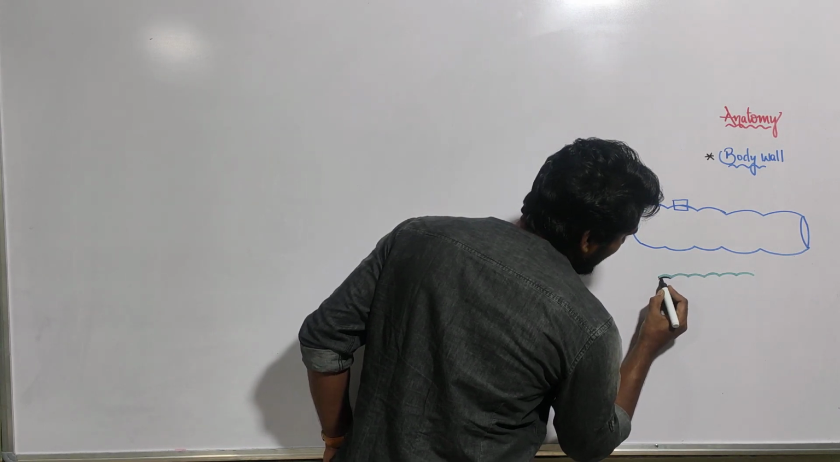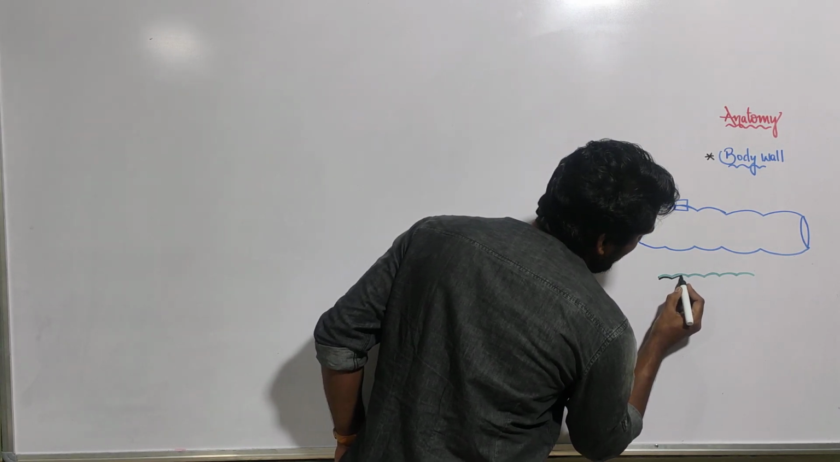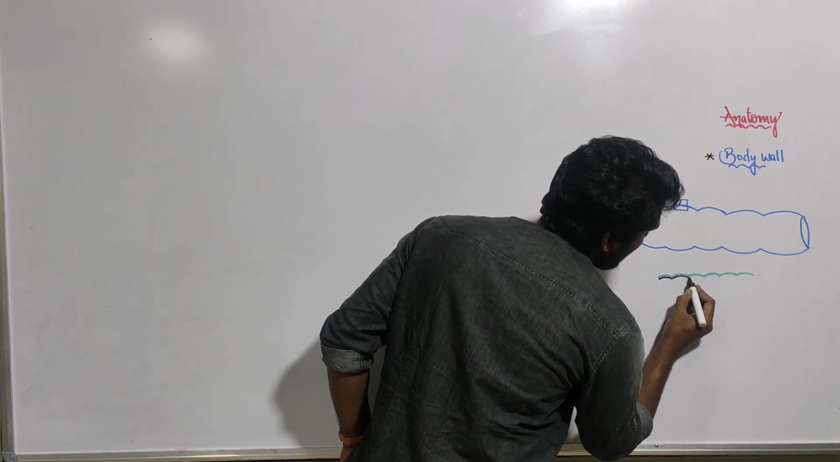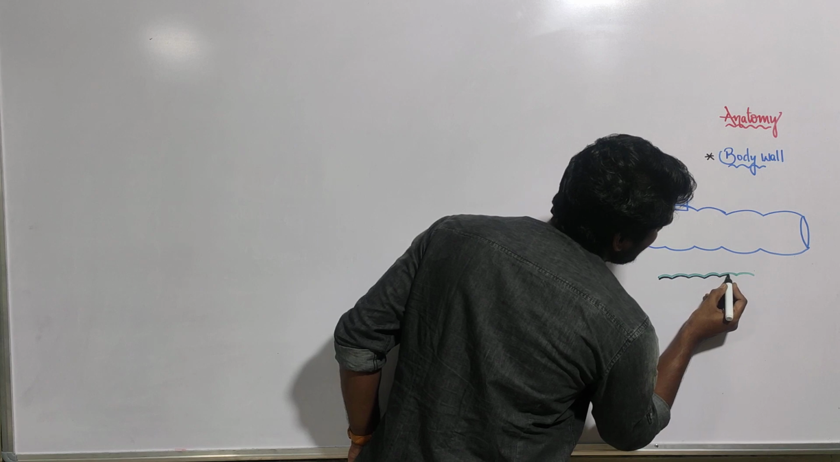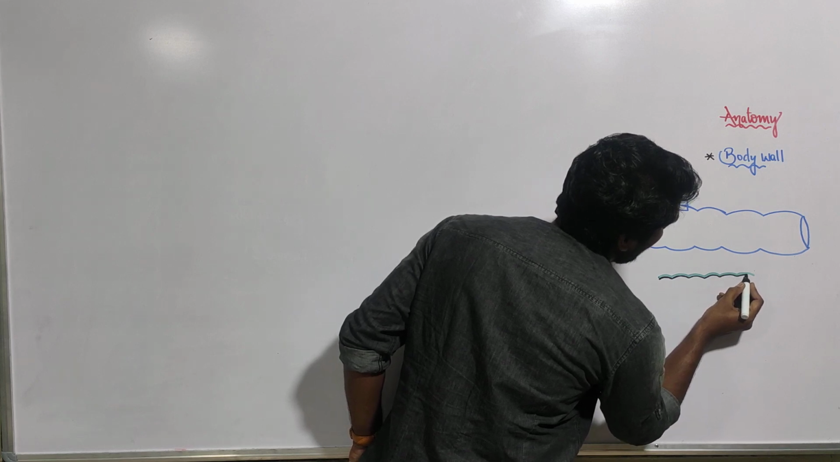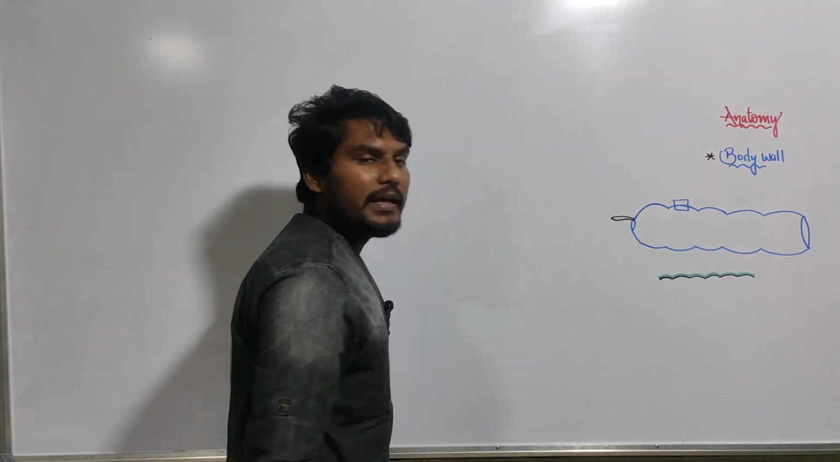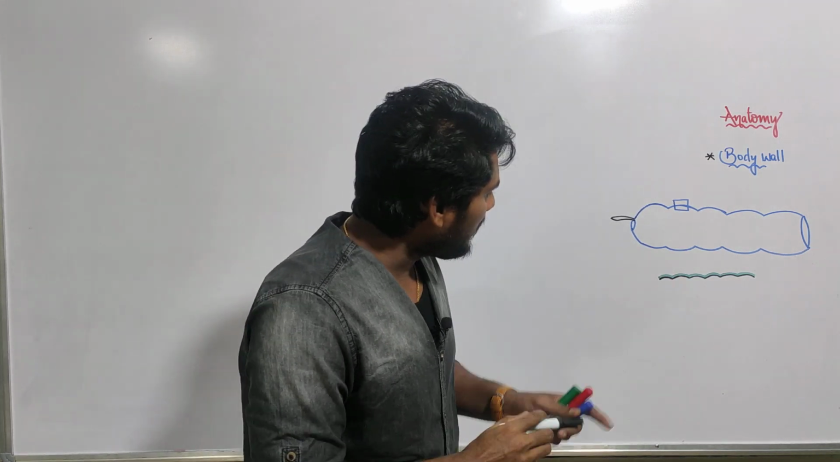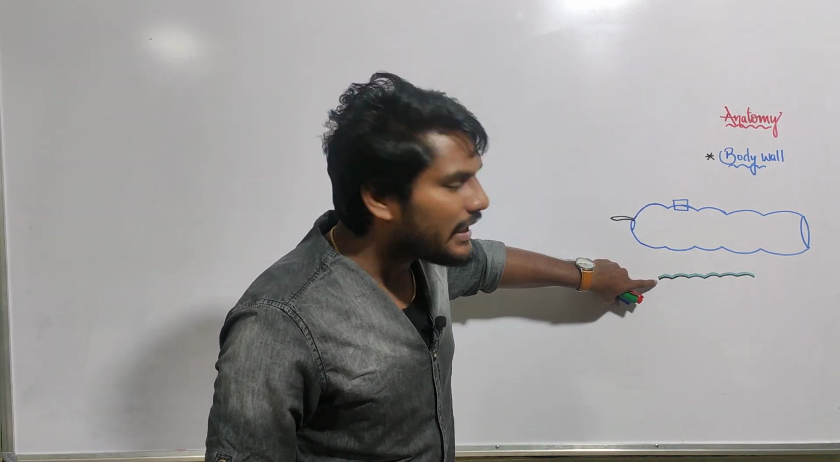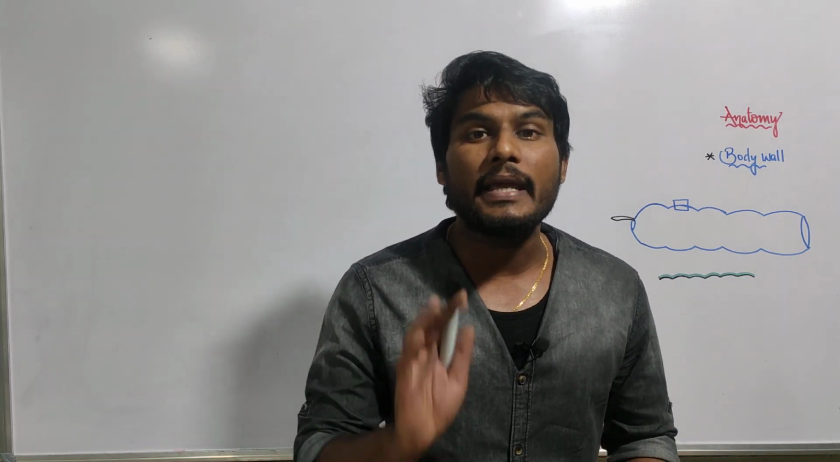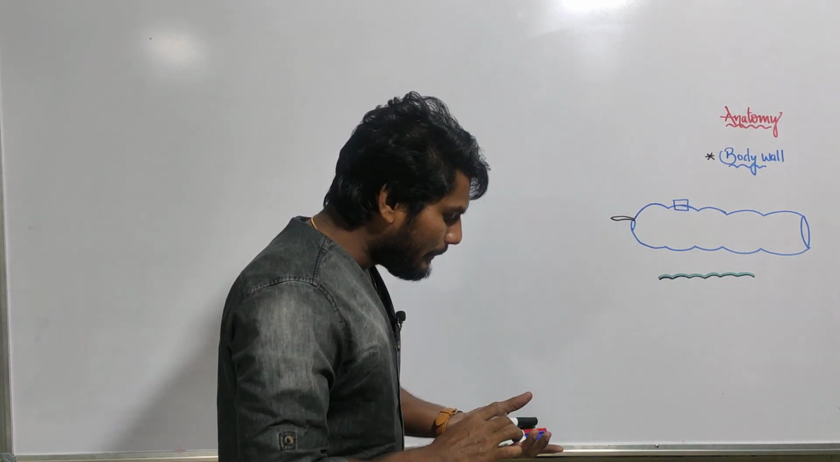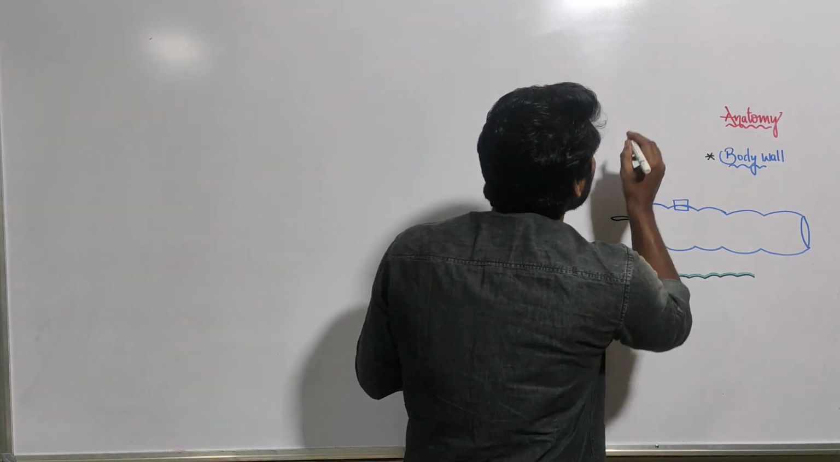Another layer is present here. This layer is made up of cells. What cells are these? Epithelial cells, like this. So this layer is called the epidermal layer. First one is the cuticle, second one is the epidermal layer, and this epidermal layer is followed by the muscular layer.